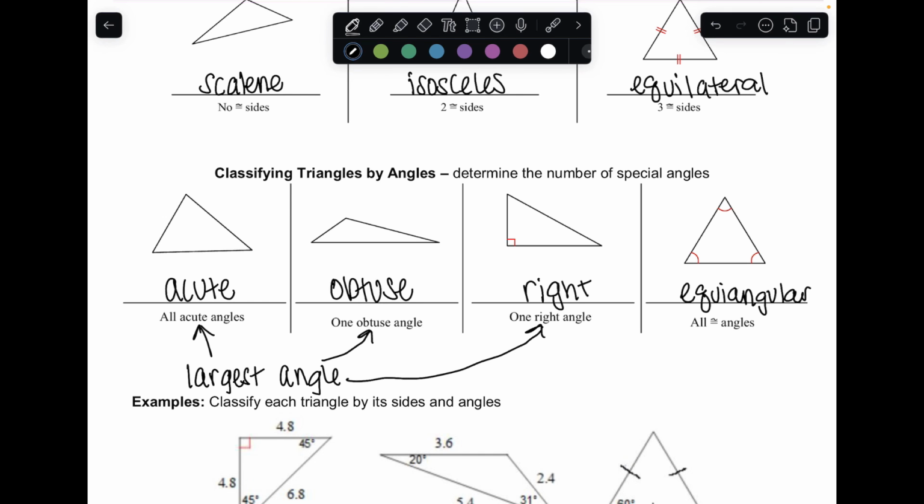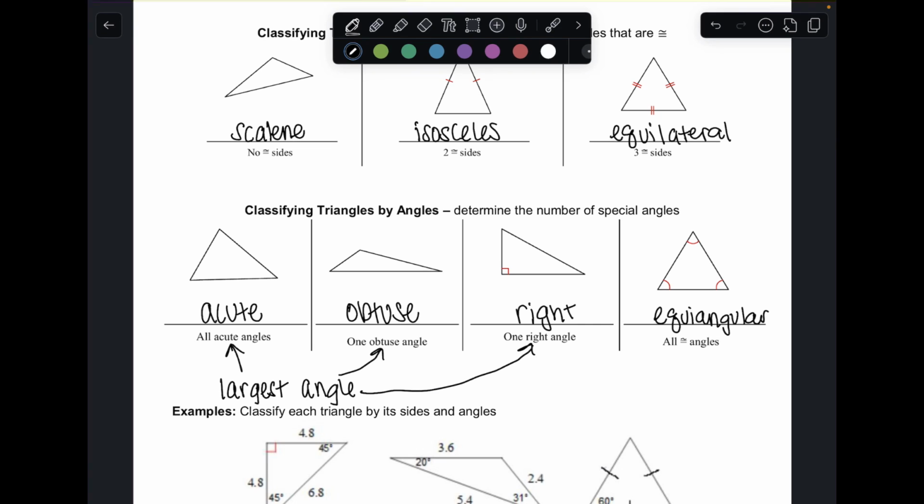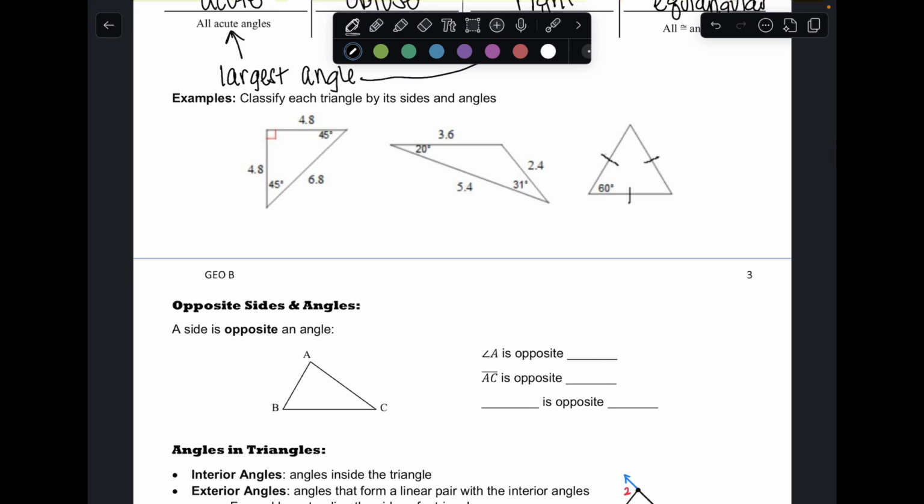So what we do here is name these by classifying the sides and then the angles. We would say scalene obtuse, or an isosceles right triangle. Okay, so we're going to classify these ones right here. First step, I'm going to look at the number of congruent sides. I see both of these sides are 4.8 and my other one is 6.8. So that means I have 2 congruent sides. By our definitions, this is an isosceles triangle.